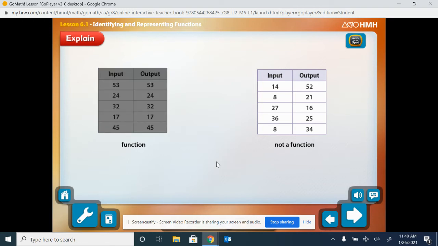The relationship on the right is not a function. Select the input value in the chart on the right that has more than one output value. So right here, the 8. That's right. 8 is the input value that has more than one output value. So that's why that is not a function, okay?